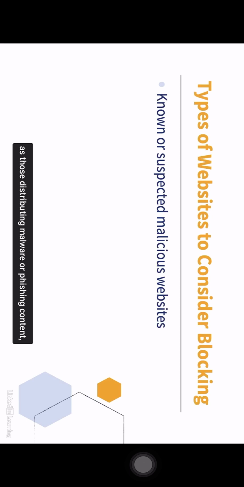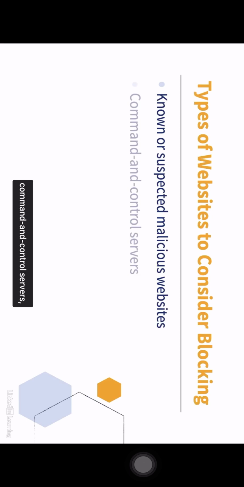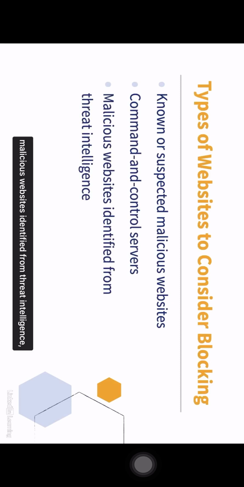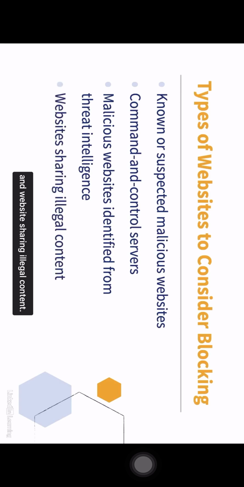Types of websites your organization should consider blocking include known or suspected malicious websites, such as those distributing malware or phishing content, command and control servers, malicious websites identified from threat intelligence, and websites sharing illegal content.